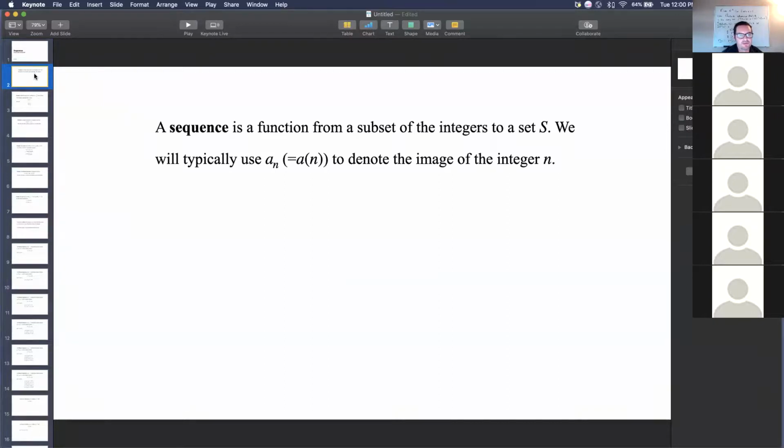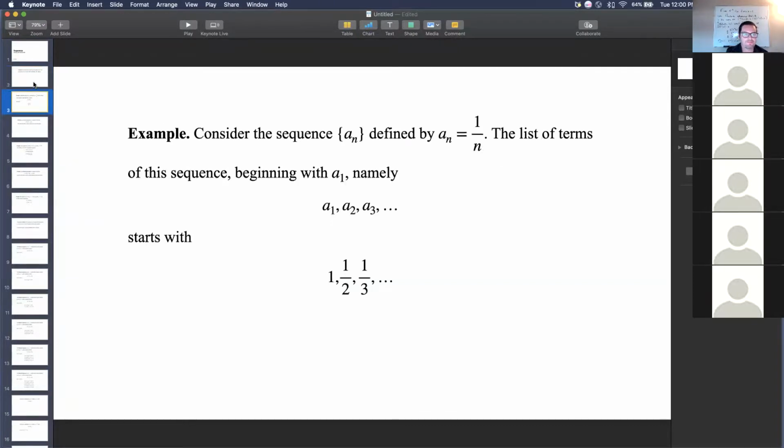We will typically use the notation a lowercase letter subscript n to denote the image of the integer n, right? So notice if this was normal function notation, it'd be like a of n, right? So you read this as a of n, where the input is n and a of n is the output or the image of n, okay? So this is the definition of a sequence. So let's look at an example.